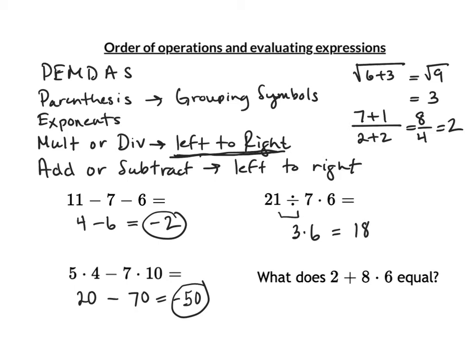Next example, all addition and subtraction comes after multiplying and dividing. So in this example, I have to do the multiplying first. 8 times 6 is 48, and 2 plus 48 is 50.